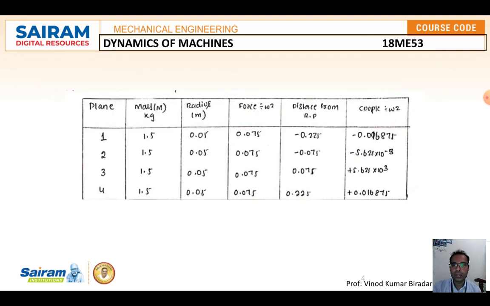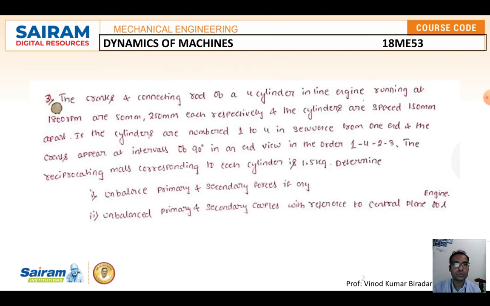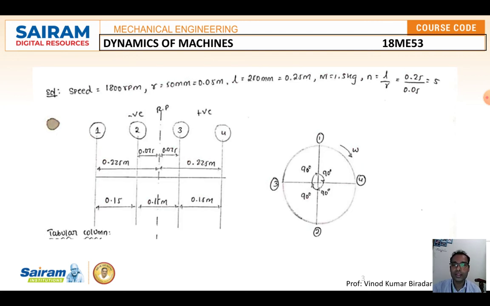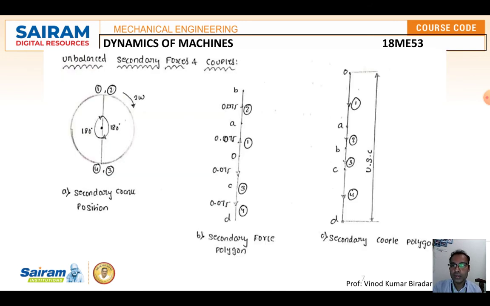Here the firing order is given: 1 to 4 to 2 to 3. From 1 to 4 is 90 degrees, 4 to 2 is 90 degrees, and 2 to 3 is again 90 degrees. So 90 plus 90 is equal to 180, and that you have to construct here. So 1 to 4 to 2 is 180 degrees, and again 2 to 3 is 180 degrees, and you multiply by 2.